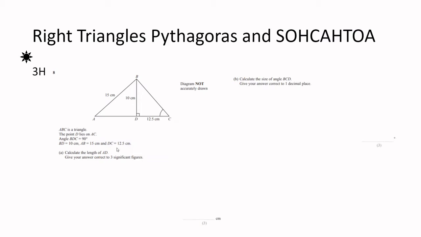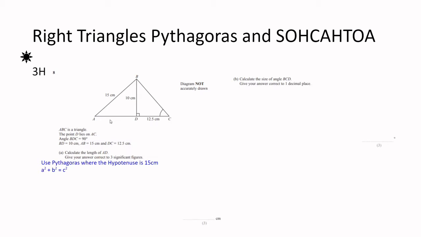So in part A, when we're working out the length of AD, you've got the other 2 lengths of the triangle. More importantly, the 15 is a hypotenuse length. So when you use Pythagoras' rule, make sure that that 15 is on its own on one side of the equation. So you've got a squared plus b squared equals c squared. Some people say a squared equals b squared plus c squared. Doesn't really matter, so long as you remember that the hypotenuse is the one that's on its own on one side of the equation. So the 15 is where the c is.